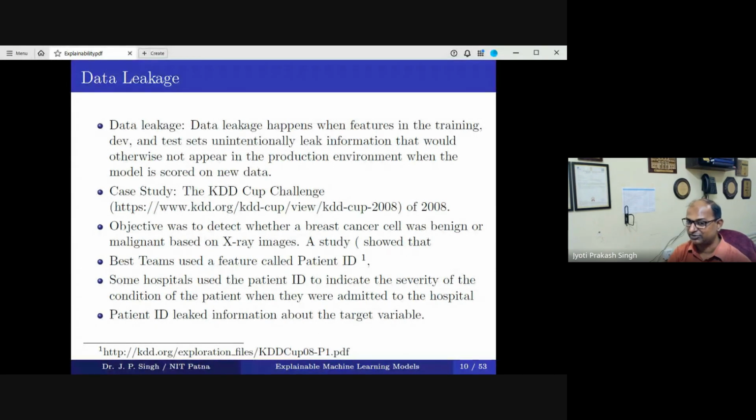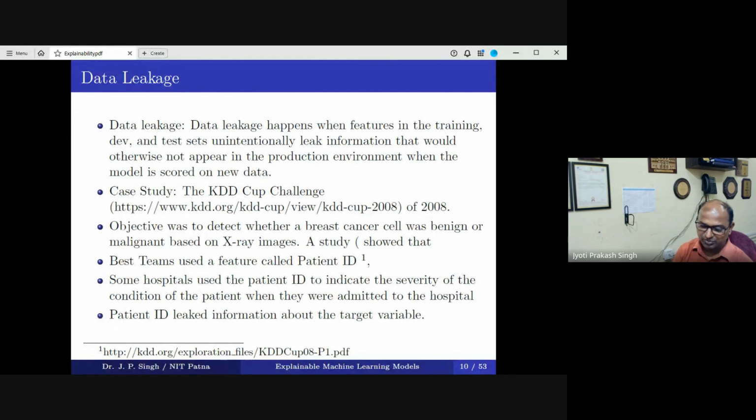That's a reality. Why does that happen? That's called leakage, where this field, patient ID, has leaked the label information to this particular model. The model identified that if it assigns whether a patient has cancer, or whether the cell is benign or malignant, based on the patient ID, the accuracy was quite high.